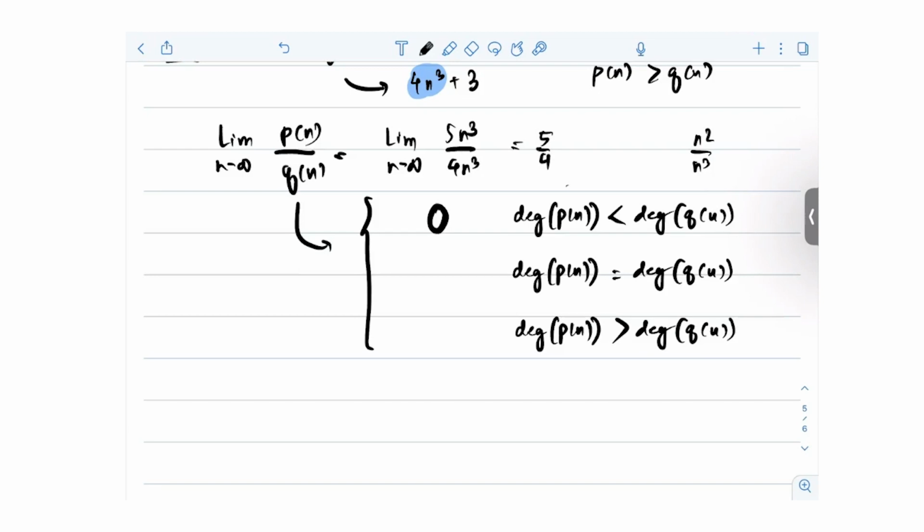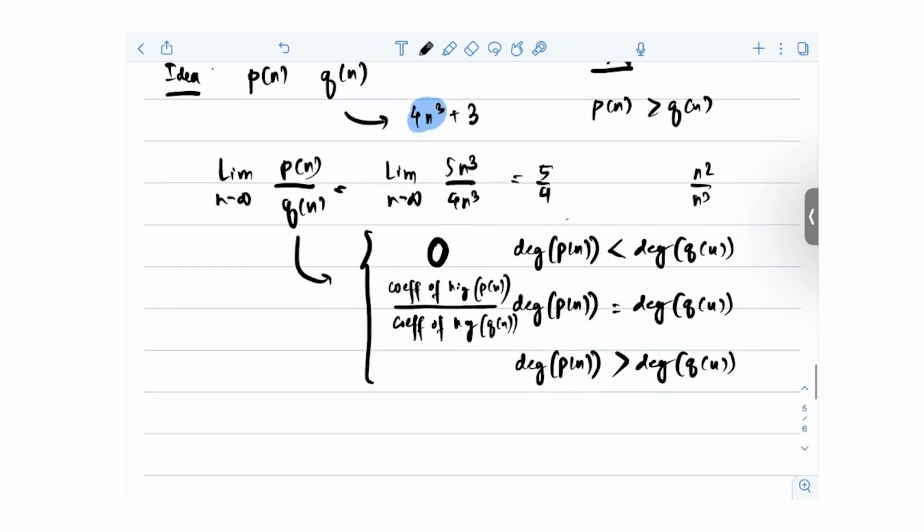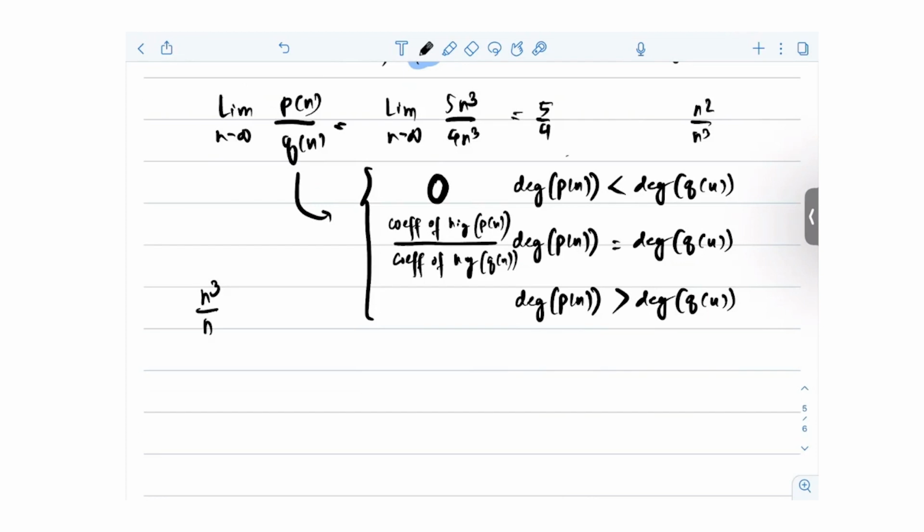If the degrees are equal, then it will go to the ratio of the two coefficients: the coefficient of the highest degree of Pn by the coefficient of the highest degree of Qn. And if the degree of Pn is greater than that of Qn, then it can be of the form n cube by n minus or n cube by n plus, so it will go to either plus infinity or minus infinity, depending on the coefficient.